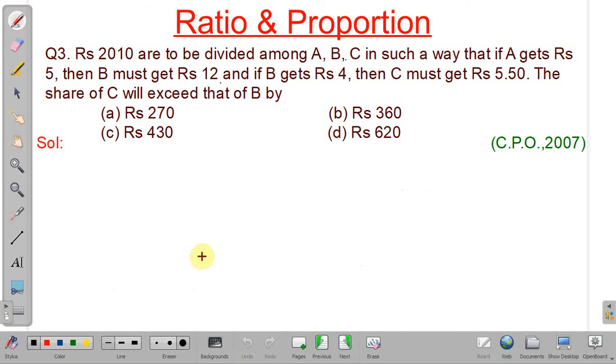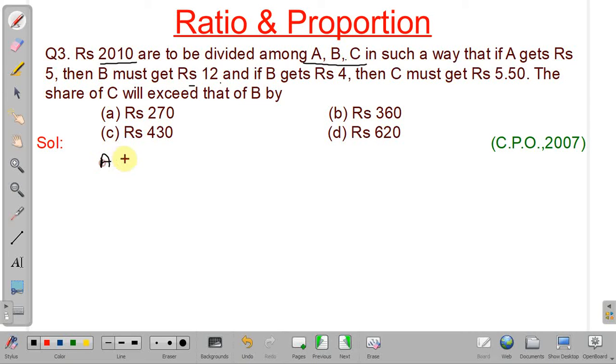See, in this problem what is given is that 2010 amount is distributed among three persons A, B and C, such that if A gets rupees 5, B must get 12, and if B gets 4, then C must get 5.50. So we have to find the share of C minus the share of B. Okay.